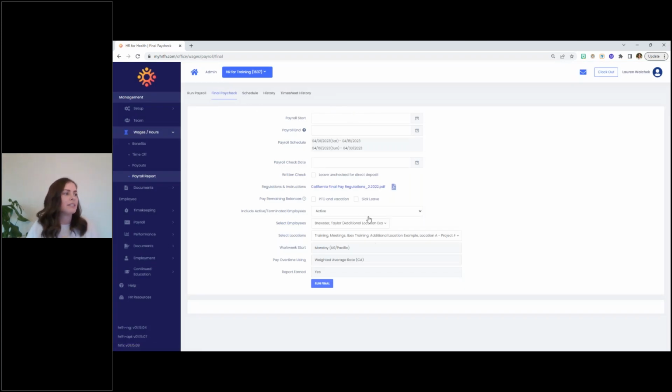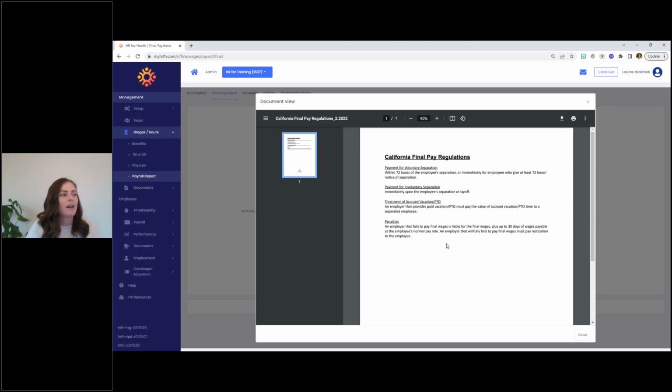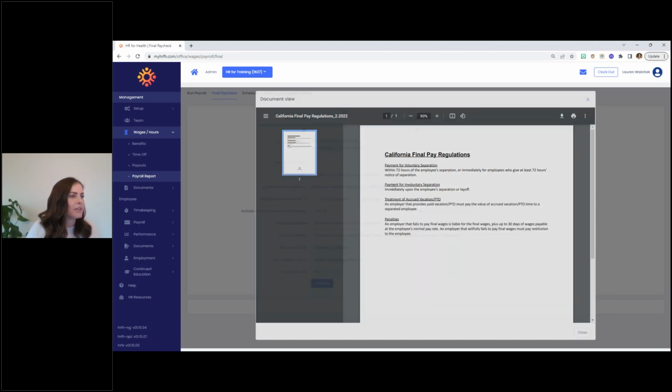And you run everything else the same, but what's different is it'll actually link the final pay regulations from this page as well. Obviously, that's crucial when you're figuring out what you need to pay your employee for their final wages, so you can easily reference that.